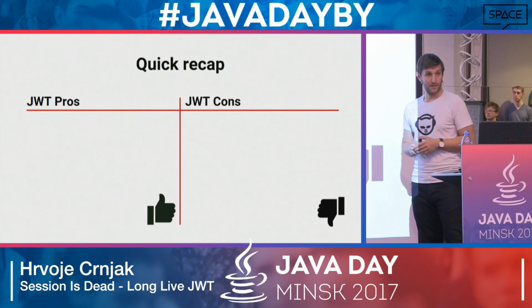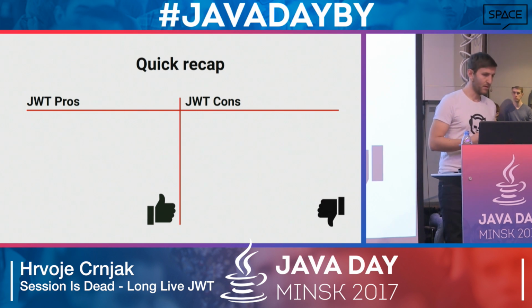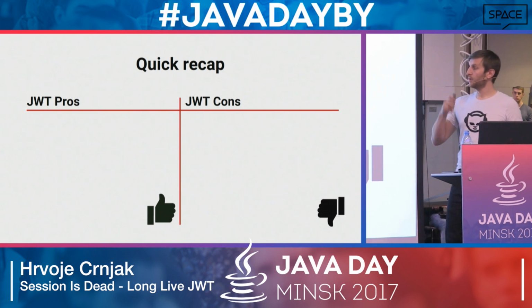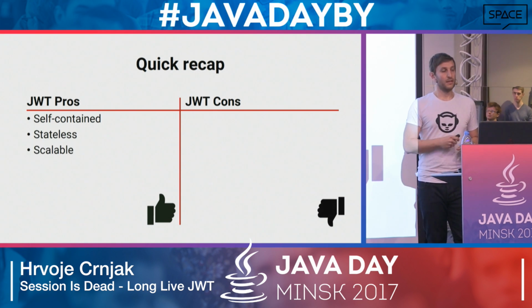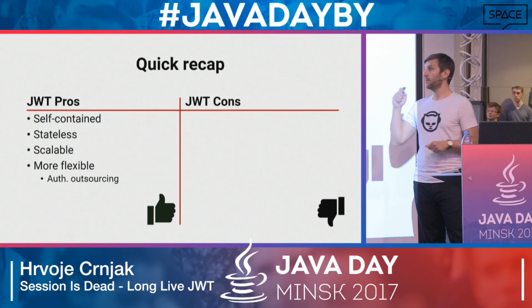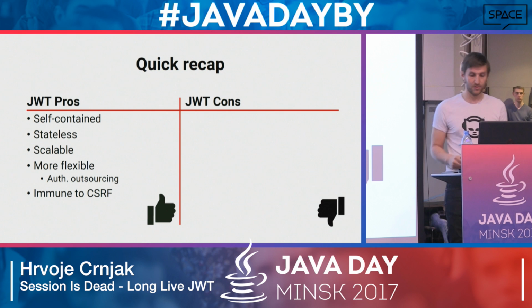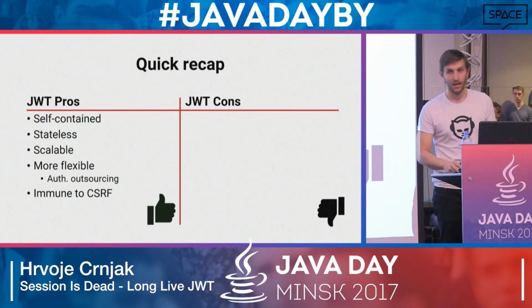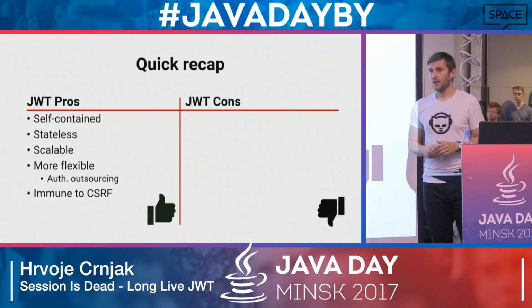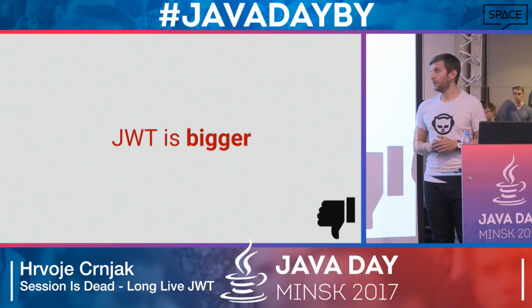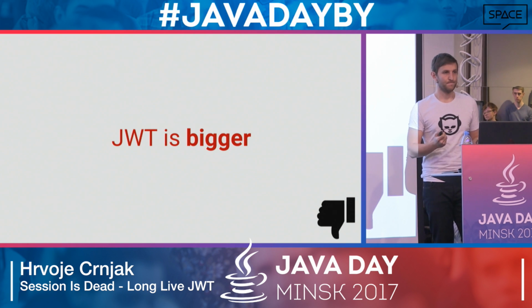And this brings us to the end of the pro section. So let's put them in a list. So JWT is self-contained, stateless, scalable, more flexible, and immune to CSRF attacks. But now we need to think about the other side of the medal, right? Let's talk about cons.